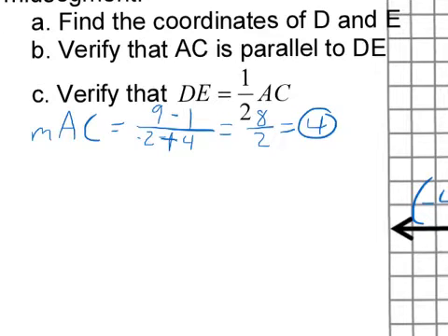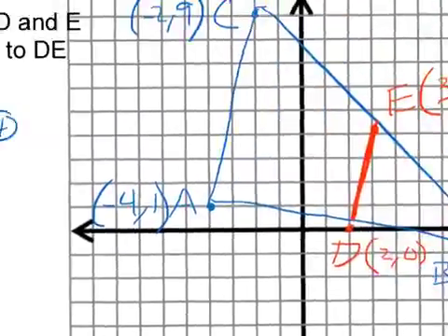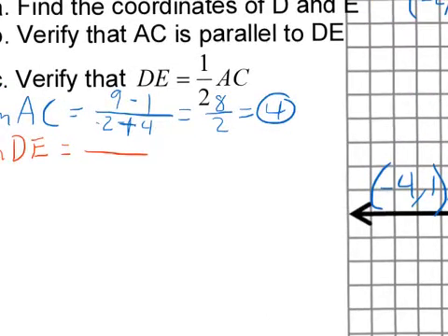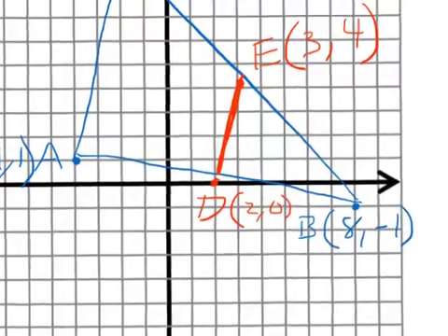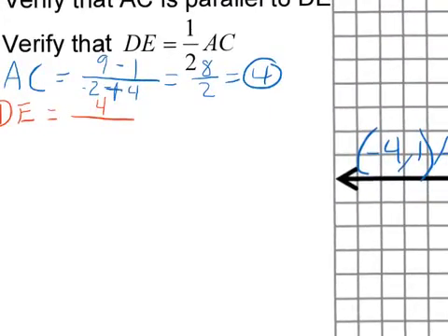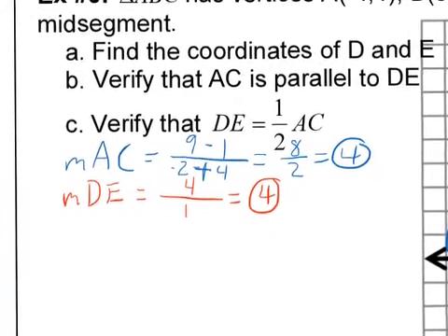Okay, now I'm going to do the slope of the midsegment, so the slope of DE. And I'm going to do basically the same thing. Take my y's, 4 minus 0, which I could pretty much just do in my head. It's just 4. And then take my x's, which is 3 minus 2, which I can also do in my head, just 1. 4 divided by 1 is 4. So these slopes are equal. So yes, they are in fact parallel.